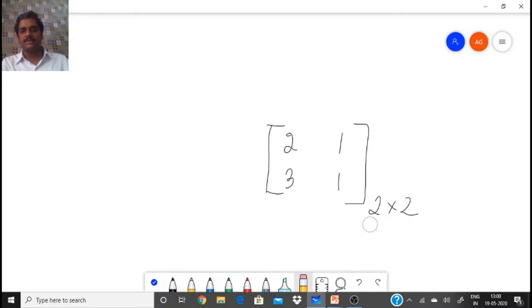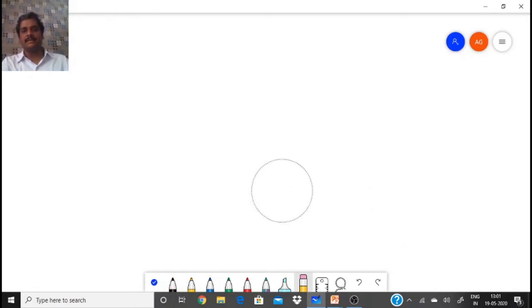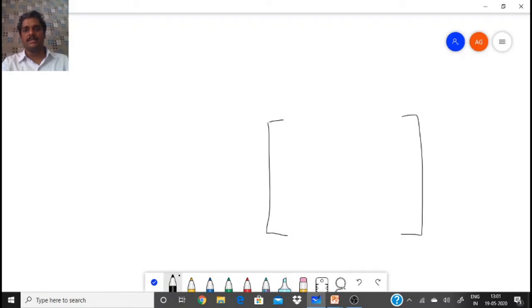The next type was the identity matrix. An identity matrix is a square matrix which has 1 on the diagonal and zeros on the non-diagonal. So suppose I give an example of an identity matrix of order 3, which is known as I3: 1 0 0, 0 1 0, 0 0 1.